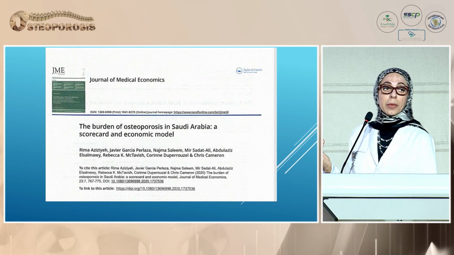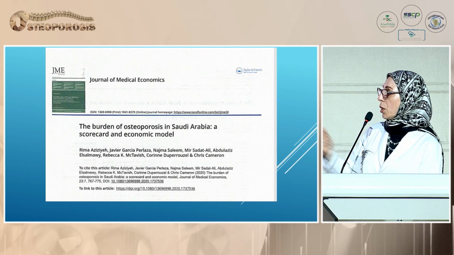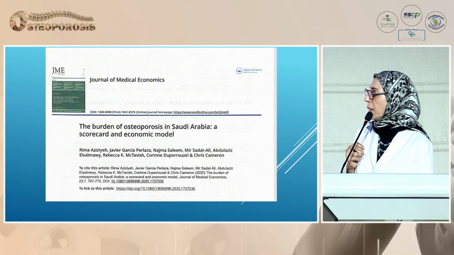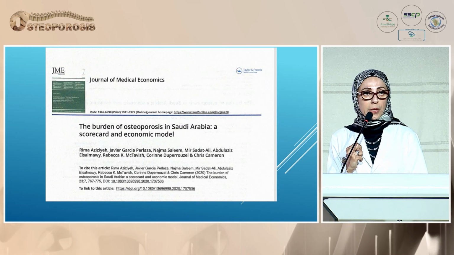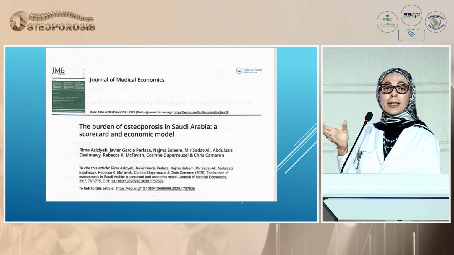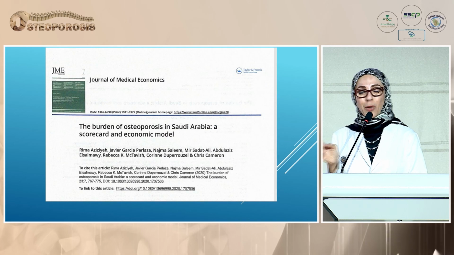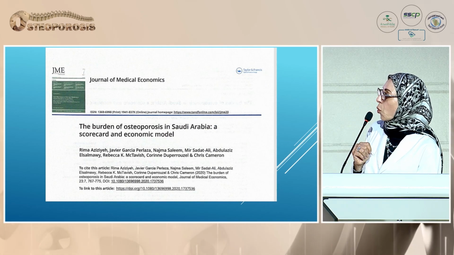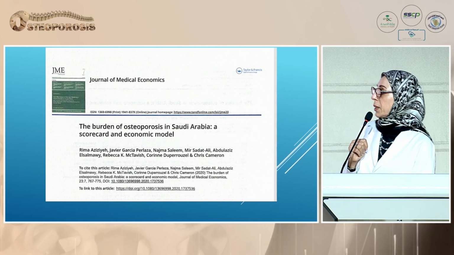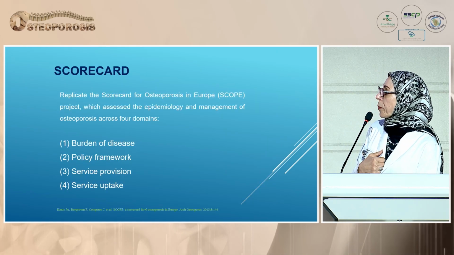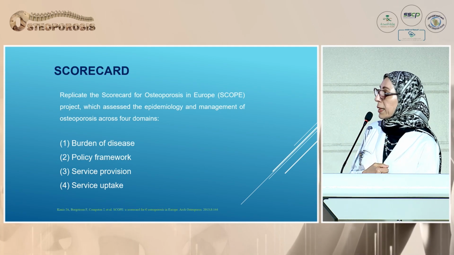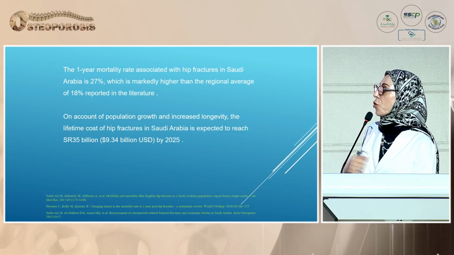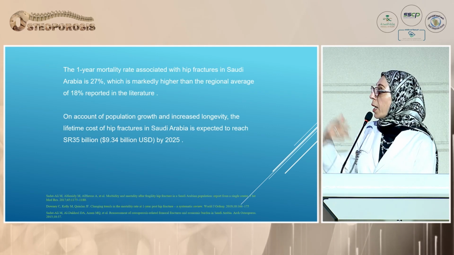We tried to do something similar in Saudi Arabia. Again, many of you are familiar with the publication. Prof. Ahmed alluded to that. This is a group from the Eastern Province supported by Amgen, and they did something similar to the European economic cost. They published this, The Burden of Osteoporosis in Saudi Arabia, a scorecard and economic model. It's a projected model, by the way. They wanted to address the same aspects the European Union did, and again, they mentioned that it's on the rise.